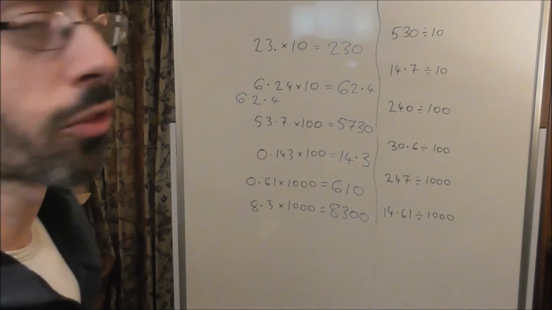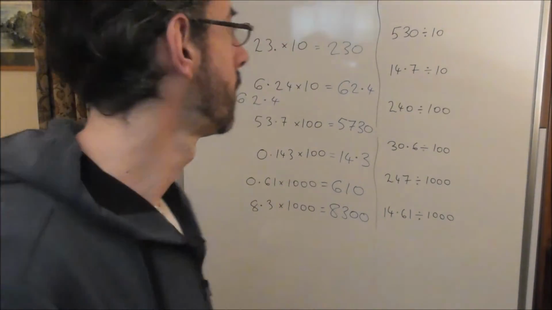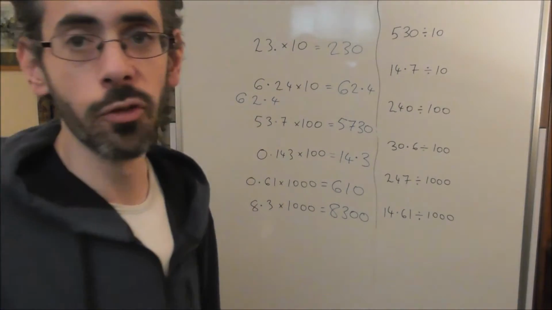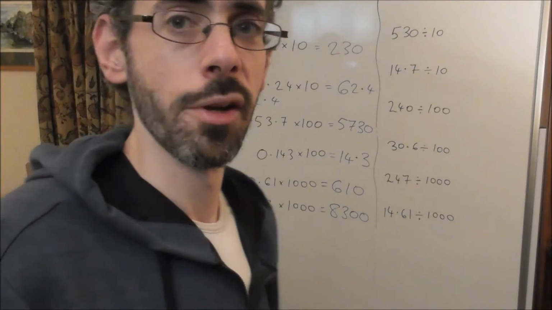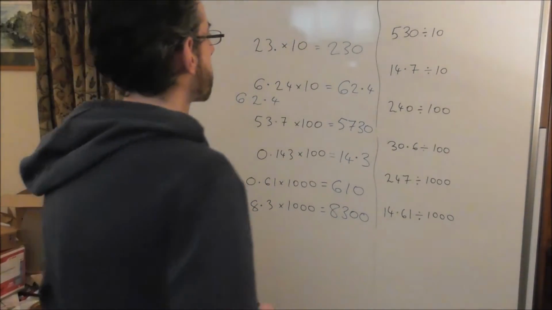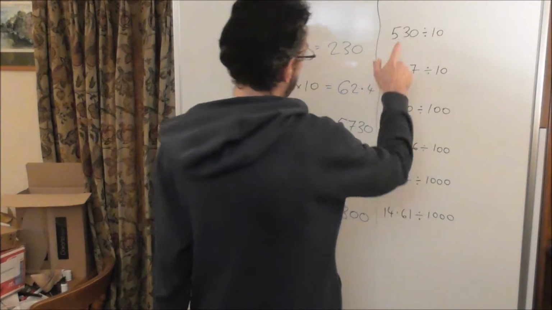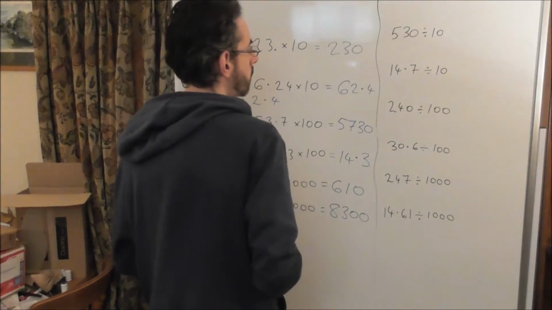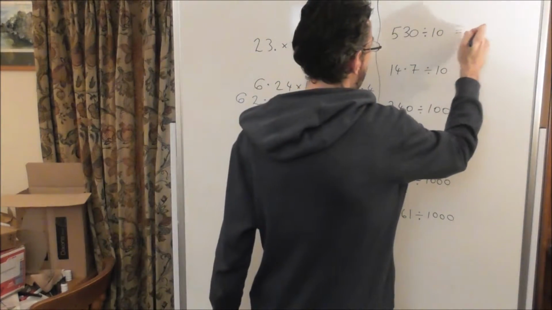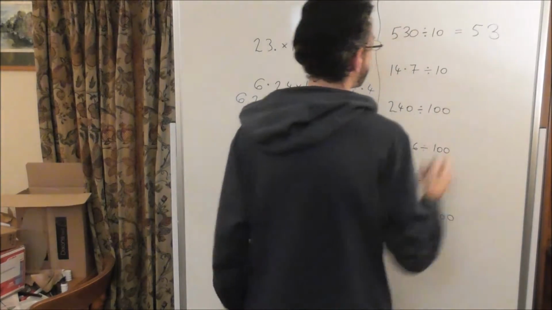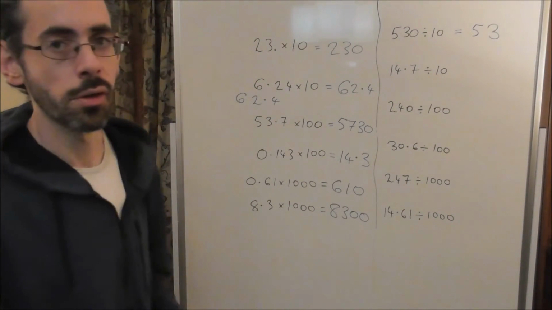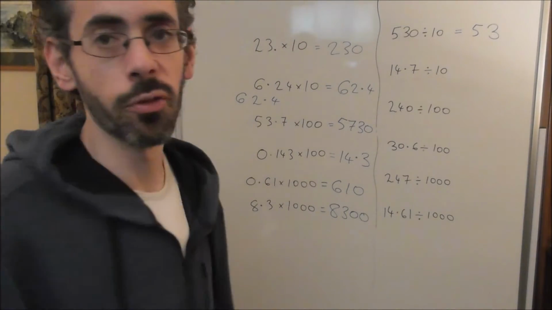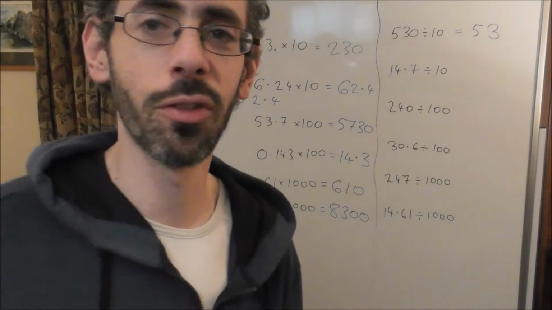Right, 530 divided by 10. So to divide by 10, you need to move the digits 1 place to the right. So the 3 is going to move to the units column, and the 5 is going to move to the tens column. So the answer is just going to be 53. You could think of the 0 moving as well if you like, but that would just be 53.0, which is the same as 53.